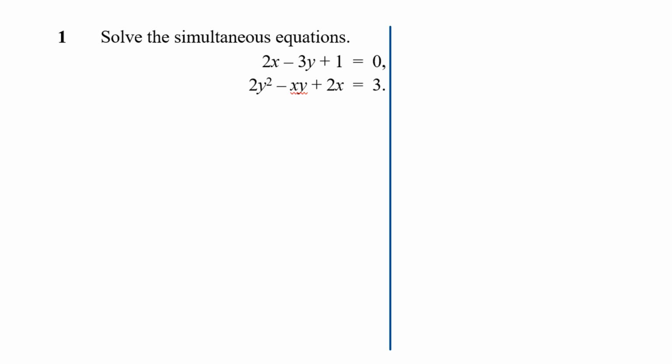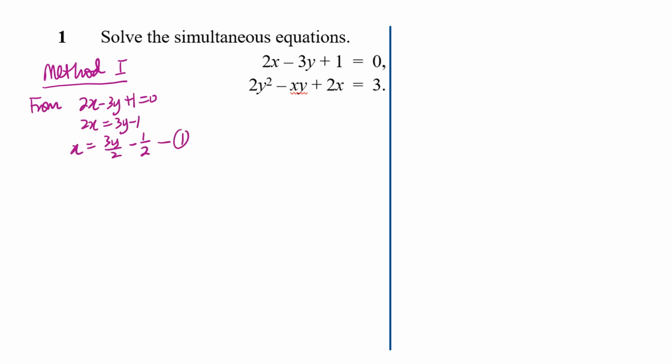I'm going to provide you with two different methods, and then you decide which one you prefer to use. Method 1 is rather straightforward. That is, from equation 1, you make x the subject. Right, so you divide by 2 throughout, you will end up getting x equals 3y over 2 minus half. Then you substitute equation 1 into equation 2.